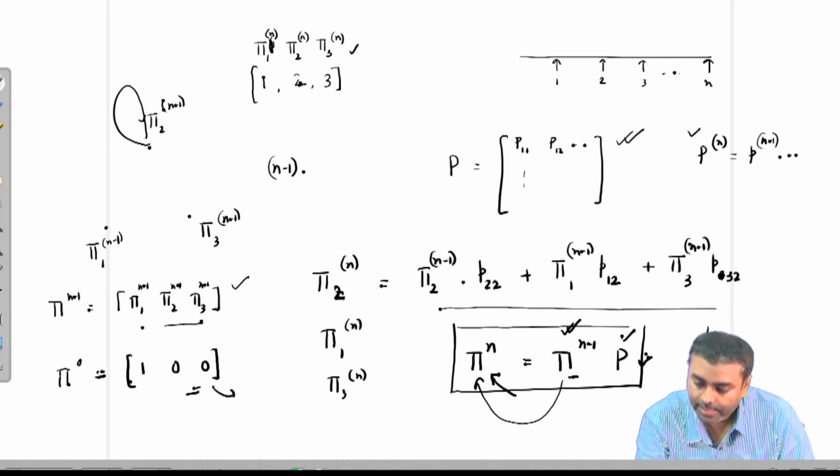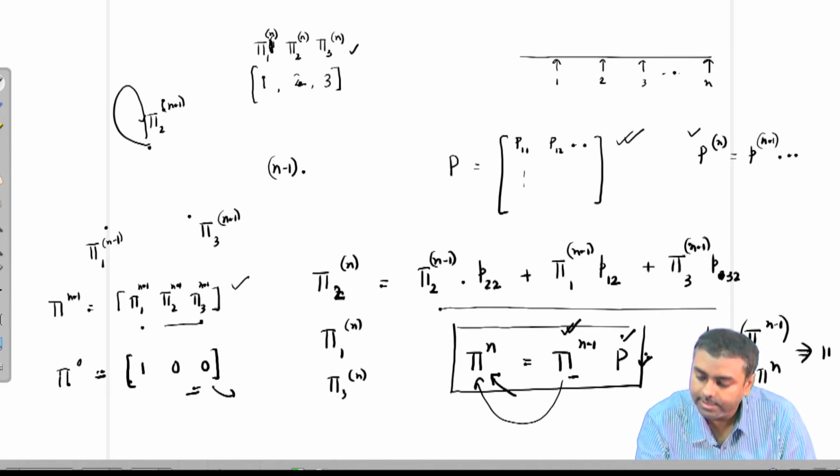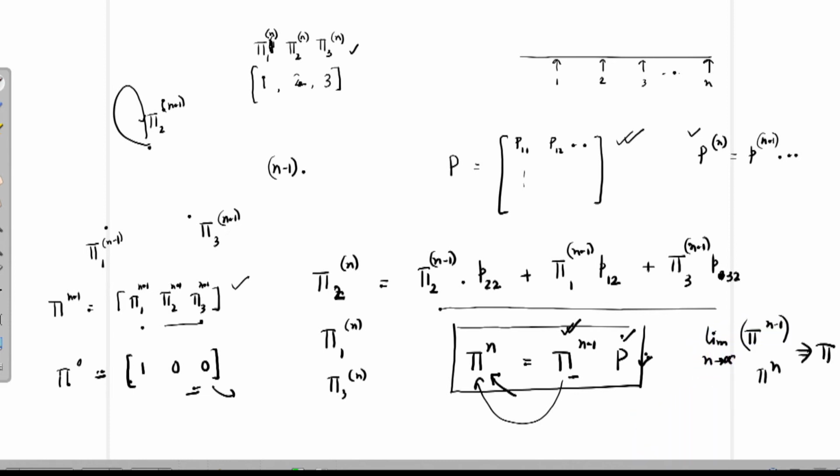So what does that mean? If I put the limit n tends to infinity, then pi n minus 1 or even pi n are all going towards a stationary value of pi. So immediately in this equation I can take that limit, on the left hand side and on the right hand side. Both of them will go to pi, and P does not depend on n. Therefore, I will get an equation called pi equals pi P. This is the famous stationary discrete time Markov chain queuing equation.